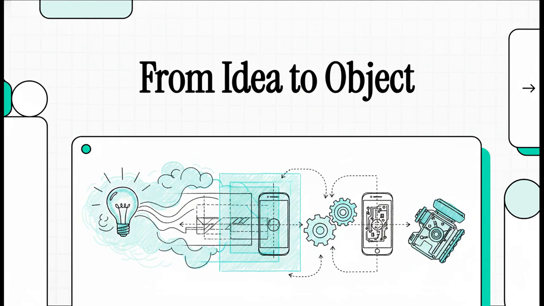You ever look at some complex object, a part in your phone or your car, and just wonder, how did this even get made? How does something go from being just an idea in someone's head to a real physical thing you can actually hold? Well, it turns out there's a hidden language behind it all. And today, we are going to decode it.